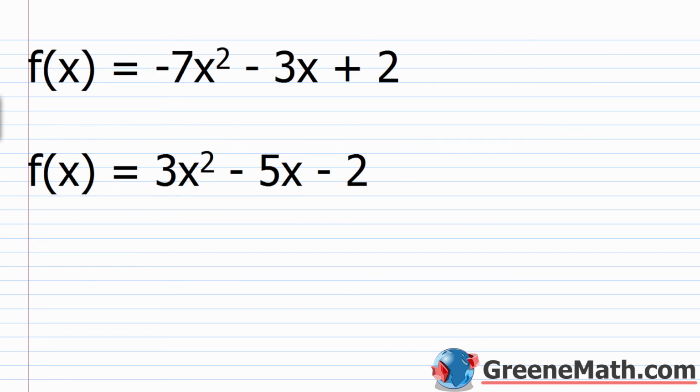So two examples here. We have f of x equals negative 7x squared minus 3x plus 2. In this case, the negative 7 here tells me that this guy is going to open down. For this one, f of x equals 3x squared minus 5x minus 2. The positive 3 tells me this guy is going to open up.